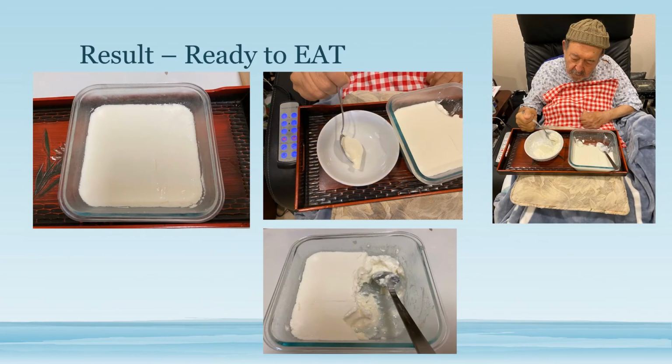Here's the result, ready to eat. You can see how smooth and creamy it is. This is because we used whole milk. The whole milk gives a lot of richness and thickness. So you can see here, again, how smooth and creamy. And look at him. He's ready to eat. And he did finish half of it.